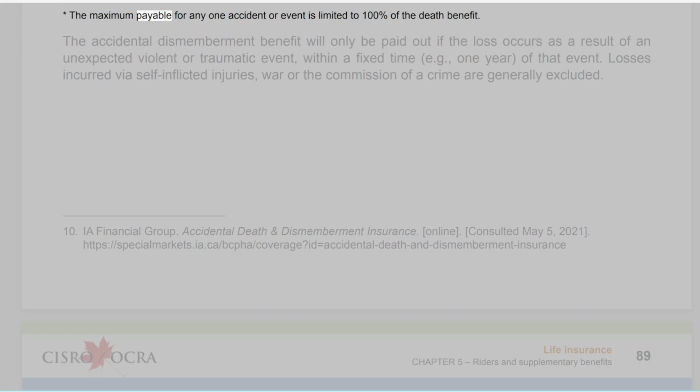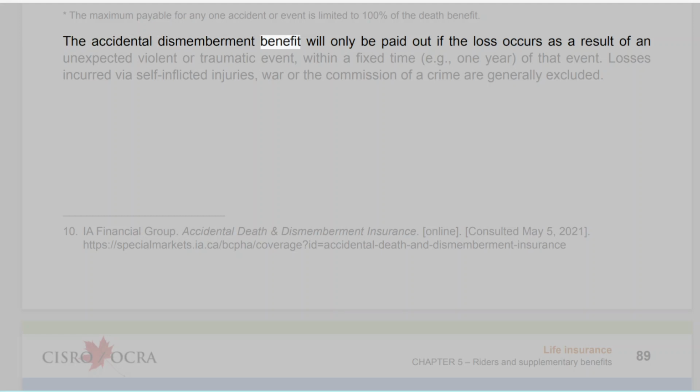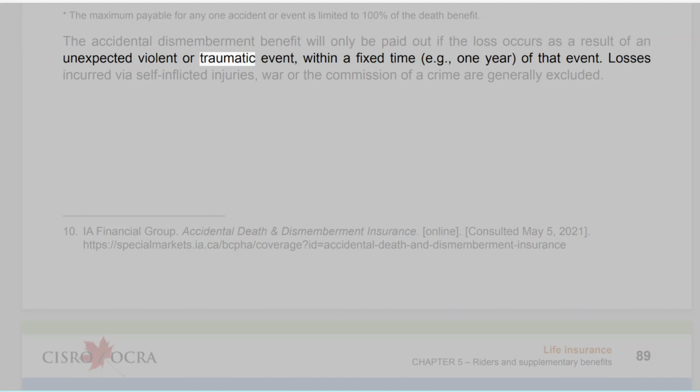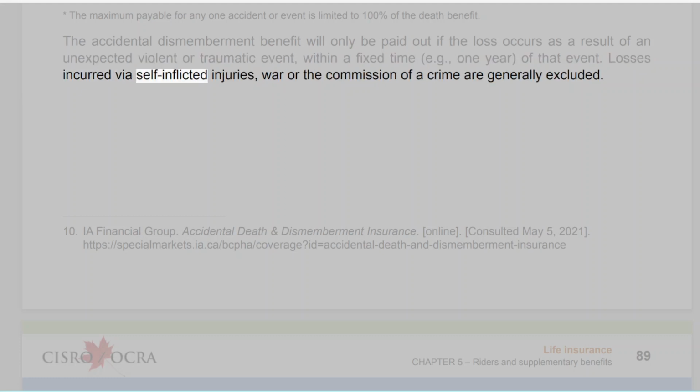The maximum payable for any one accident or event is limited to 100% of the death benefit. The accidental dismemberment benefit will only be paid out if the loss occurs as a result of an unexpected violent or traumatic event, within a fixed time, for example 1 year, of that event. Losses incurred via self-inflicted injuries, war, or the commission of a crime are generally excluded.